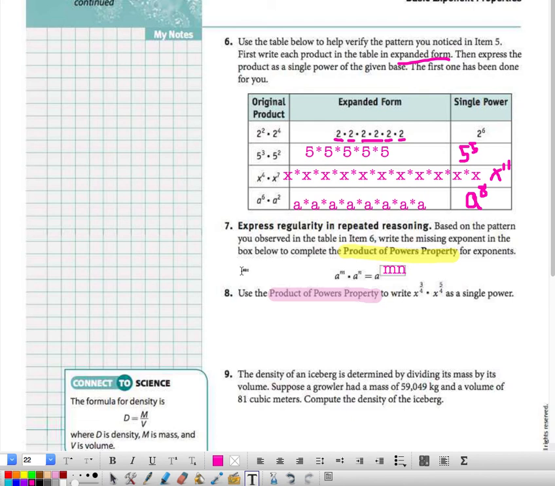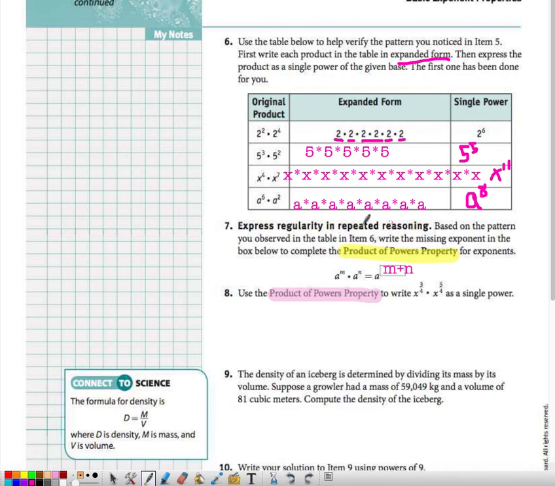So that just goes back to what we said a while ago, is when the bases are the same, add the exponents. Oops, I forgot the plus sign between them. So I misspoke a while ago, so that's m plus n, not m times n. All right, so this is what we call the product of powers property. That's really important to remember that name, product of powers.